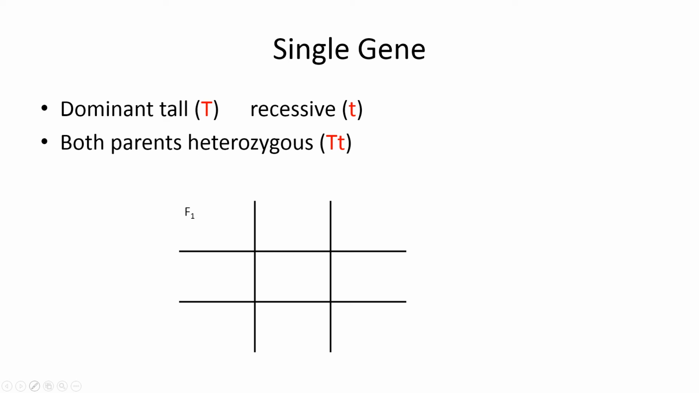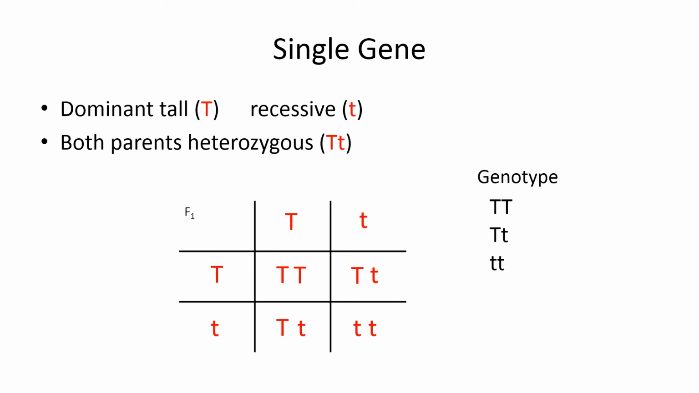Yes, it looks like a tic-tac-toe board. In the upper row or the left column, we then add the letters, remembering to place any capital letter first and then any lowercase letter. This gives us 4 possibles. When we look at the genotype by counting how many of each we have, let's look. There is 1 capital T T, 2 capital T lowercase t, and 1 lowercase t t.